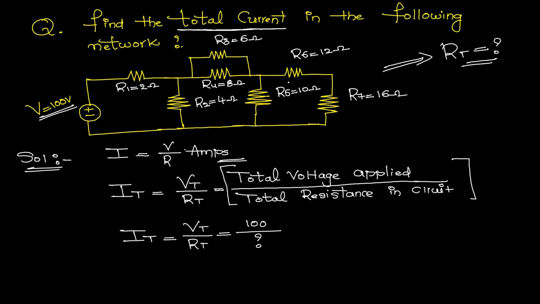Now see here in this particular problem, R6 and R7 are both connected in series initially. First we need to get this particular equivalent value. So R6 and R7 are connected in series, and first we need to find the resultant of this series connection of R6 and R7.